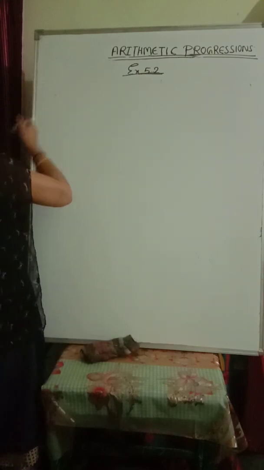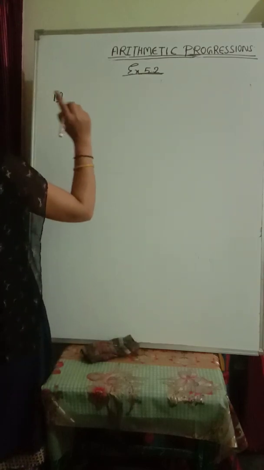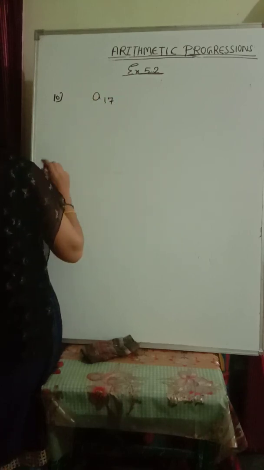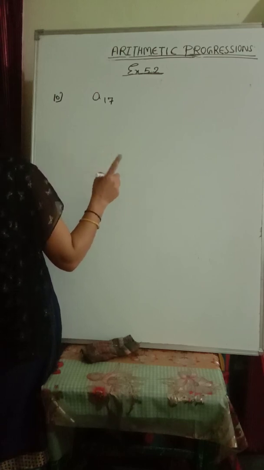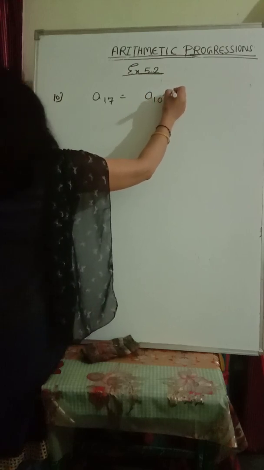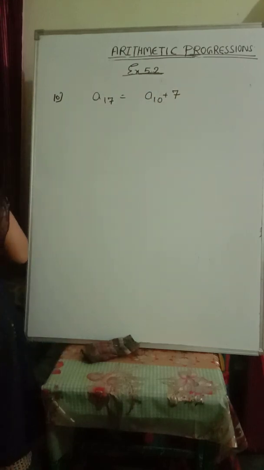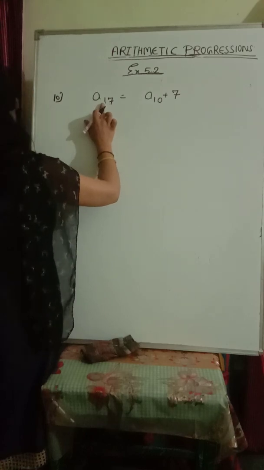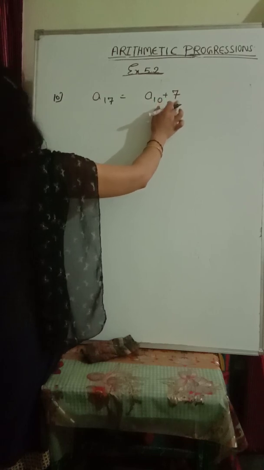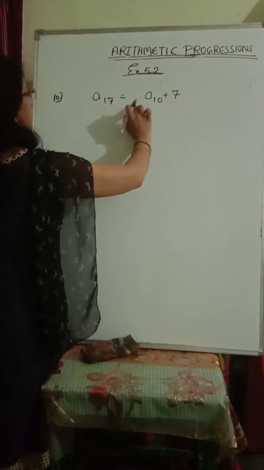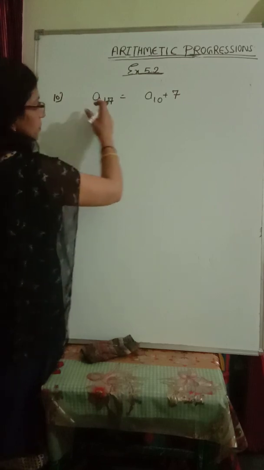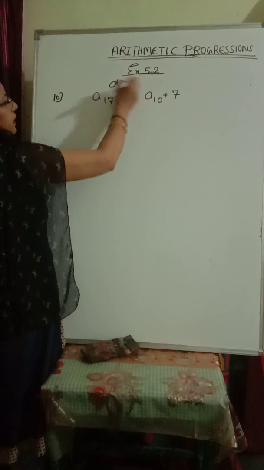What is our 10th question? See, if the 17th term of an AP exceeds its 10th term by 7. Exceed means more, exceeds its 10th term by 7, that is 7 more than the 10th term. So the 17th term is 7 more than the 10th term. Find the common difference, d, we have to find. Put the values in this, we have to find the value of d.